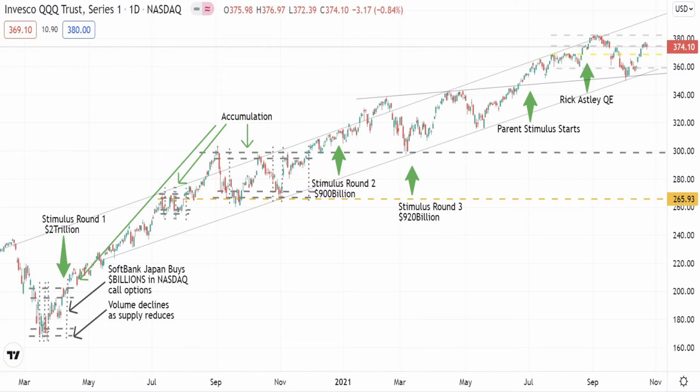And then in that time frame, we see this history of SoftBank Japan buying billions of dollars in NASDAQ call options. The volume declined as the supply reduced. And we saw an accumulation occur and a boom rocket off really fast. Stimulus has been implemented, and as I said, the NASDAQ has been around and it's tech stocks.